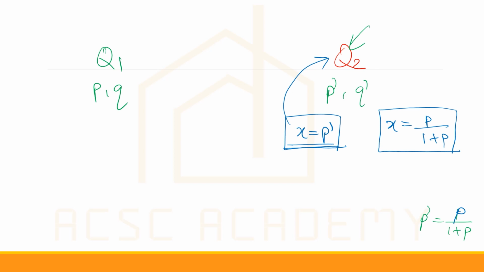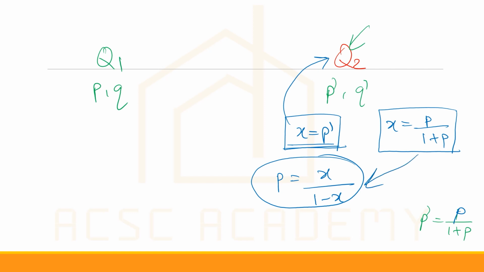Then we found out p in terms of x, and it came out to be p equal to x upon 1 minus x. We simply converted x in terms of p into p in terms of x. This is what we got. Then what did we do in step 2? This was our step 1.